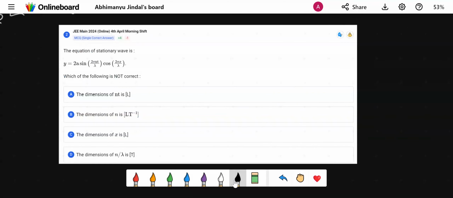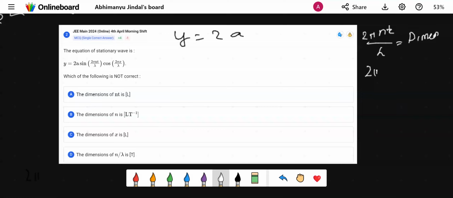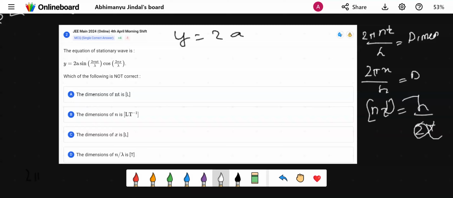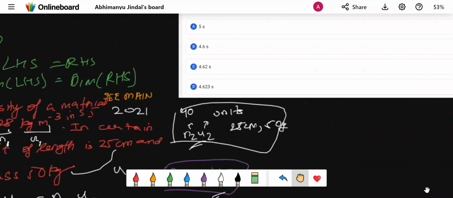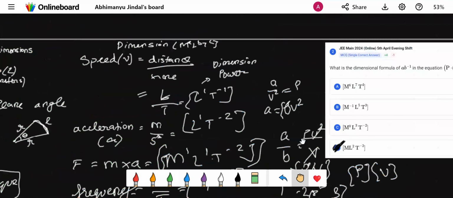So the first thing that strikes me is that sine of something is dimensionless, cos of something is dimensionless, so y equals 2a, right? Okay, and sine of this and cos of this, so 2 pi, so basically 2 pi nt by lambda is dimensionless, and so is 2 pi x by lambda dimensionless. So what I mean to say is that n times t has dimensions of lambda by 2 pi. 2 pi is a number, doesn't matter. So lambda is length. Yeah, one more thing. I just explained this here. I told you guys that lambda is length, didn't I?